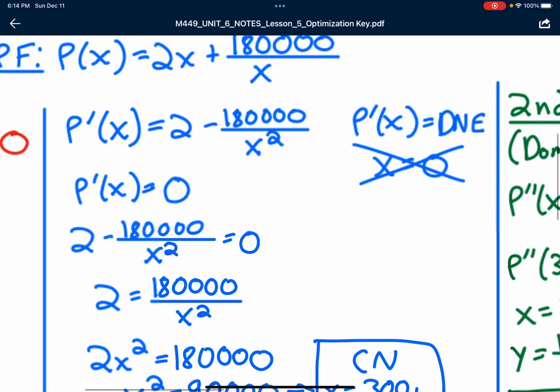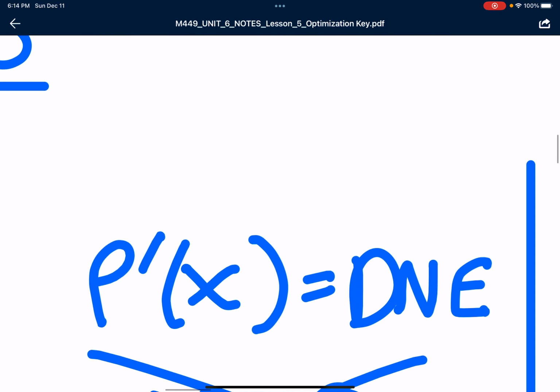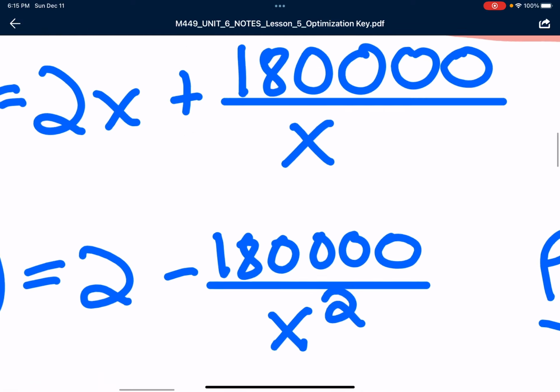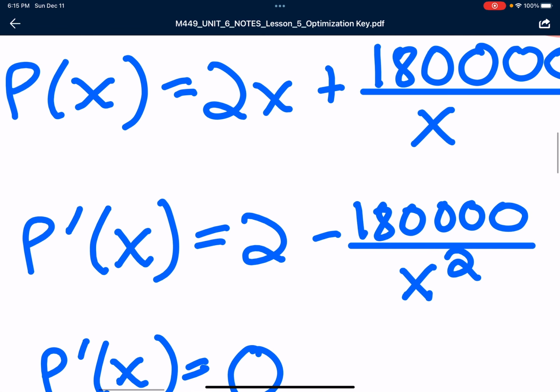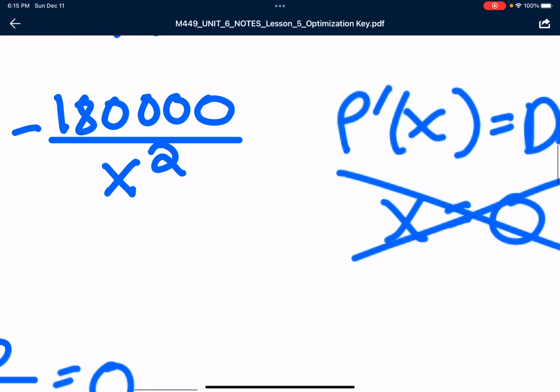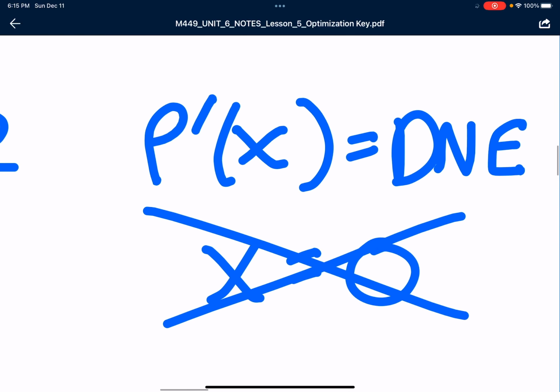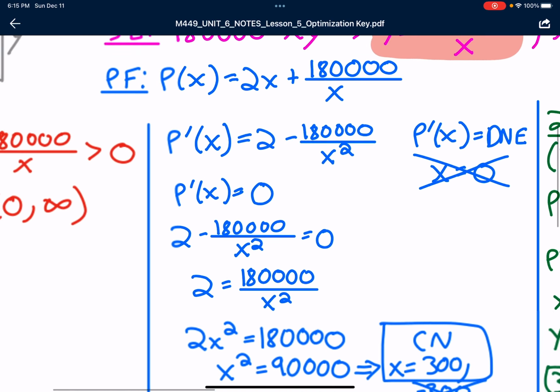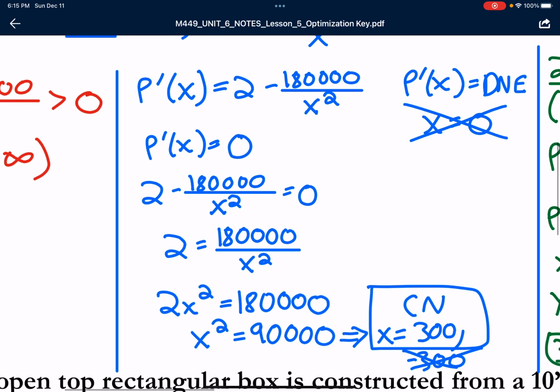And of course, don't forget, we have to set p prime equal to does not exist. Now, this is one of the rare cases there is a solution to this, right? Because p prime has a variable in the denominator. What if x was 0? That fraction would be undefined, right? So you could say that's a critical number, but again, we have a domain issue, right? And so my only critical number is actually positive 300. Okay, so the last step is confirming that this is either a max or a min.